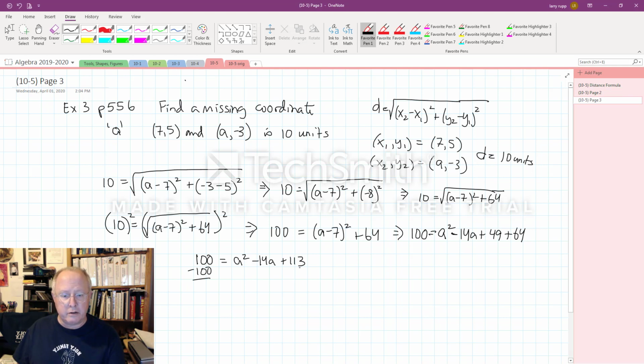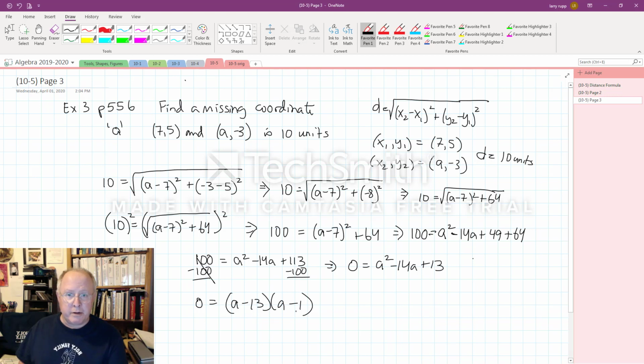So now we're going to subtract 100 from both sides. This goes away, and we're left with 0 is equal to a squared minus 14a plus 13. Alright, now we have to factor it. So what two things multiplied together give you 13 and added together give you negative 14? Yeah, I think you know. 0 is equal to a minus 13 times a minus 1.